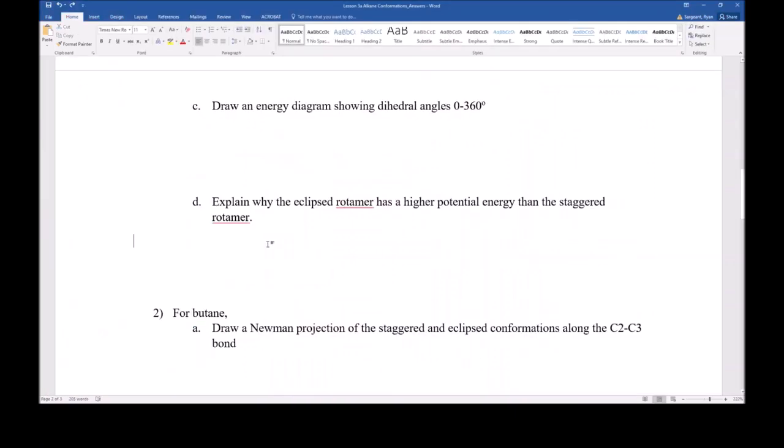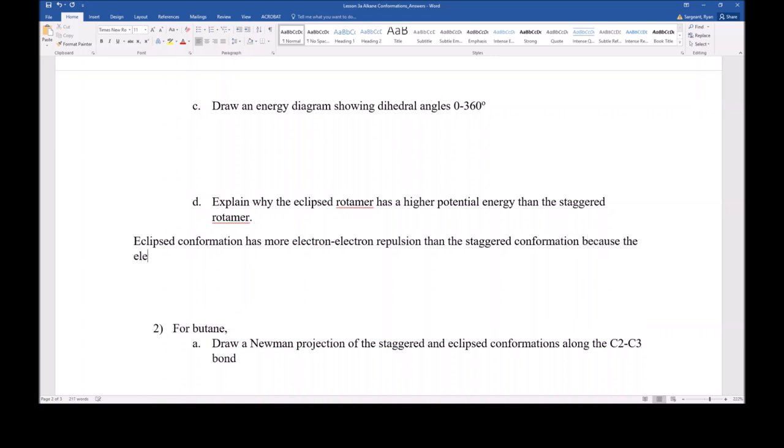So if we try to put that more carefully into words, the eclipsed conformation has more electron repulsion than the staggered conformation, because the electron clouds of the hydrogens are closer together.